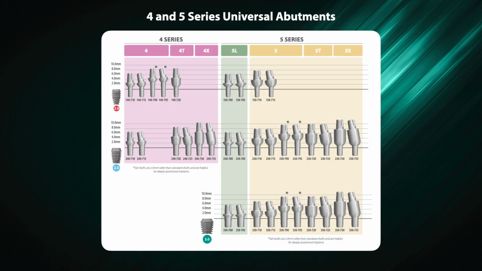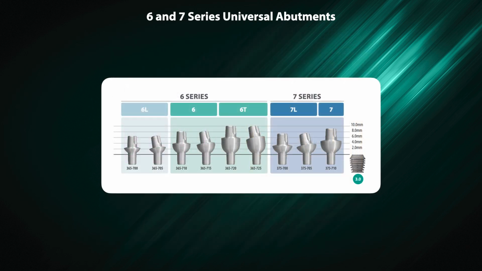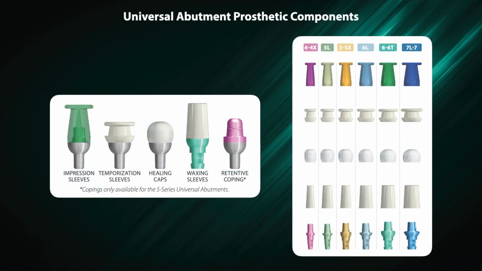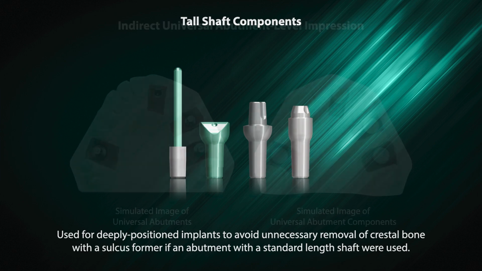4 and 5 series universal abutments. 6 and 7 series universal abutments. Universal abutment prosthetic components. Tall shaft components, used for deeply positioned implants to avoid unnecessary removal of crestal bone with a sulcus former if an abutment with a standard length shaft were used.